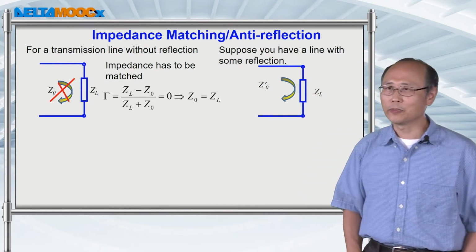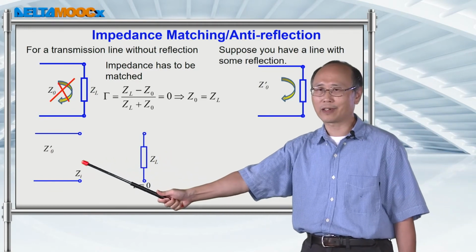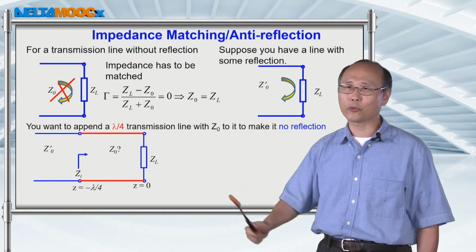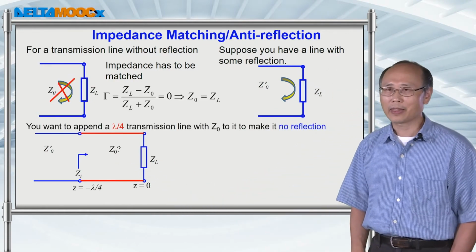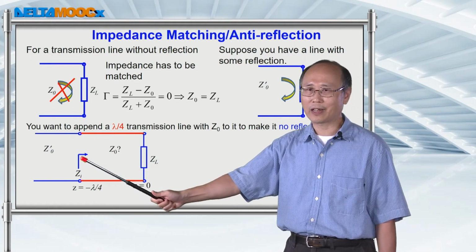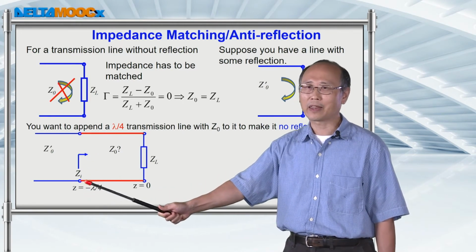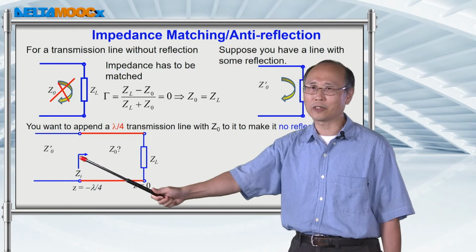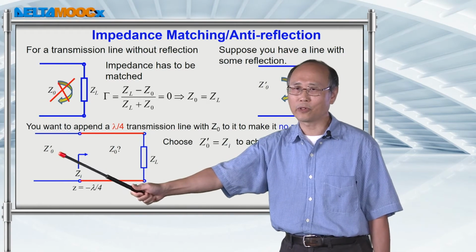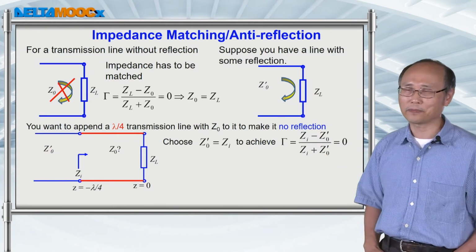And one way to remove the reflection is to cut the load impedance from this problematic line, and then try to insert a quarter wavelength transmission line. And from here on, I can calculate the impedance looking into this line at this quarter wavelength position. And the key to remove the reflection is to set the characteristic impedance of this line, this blue line, equal to the Zi value. Therefore, you don't have reflection.